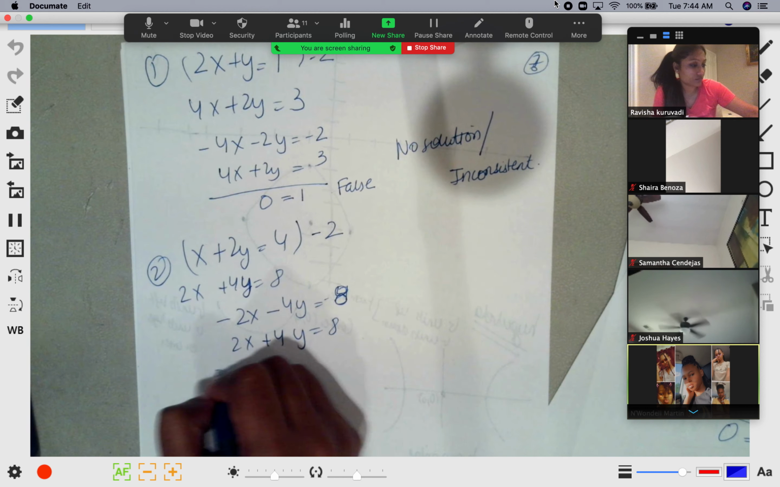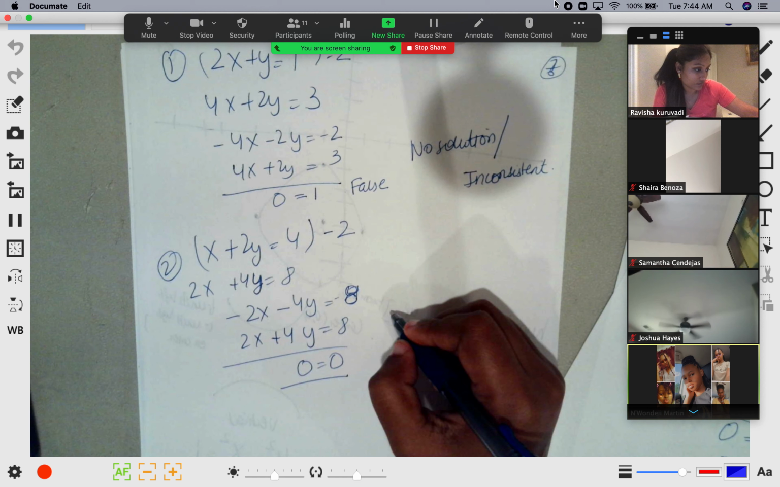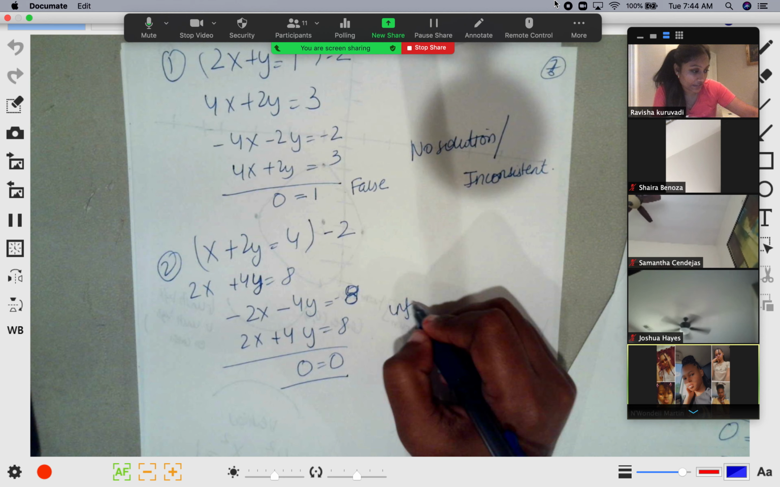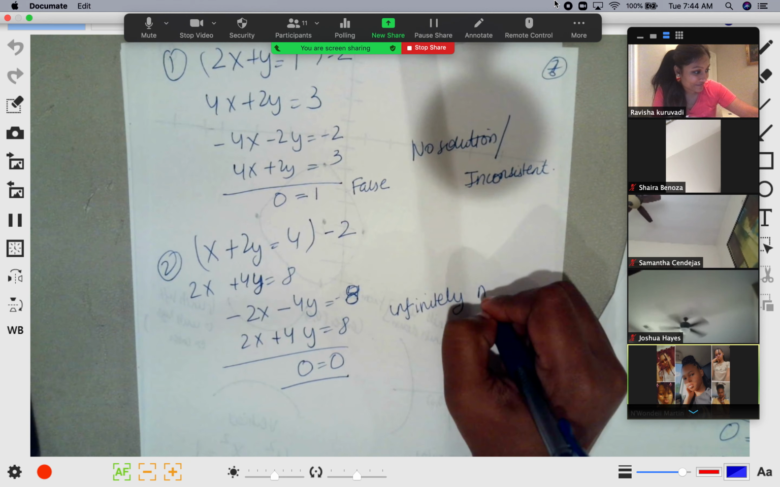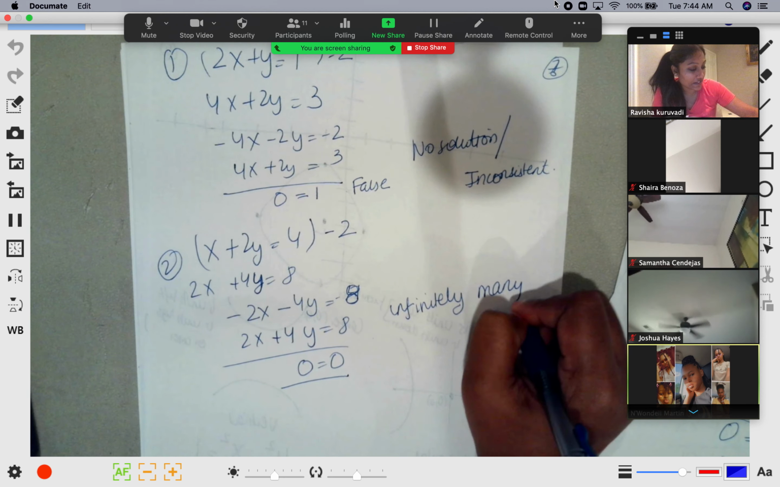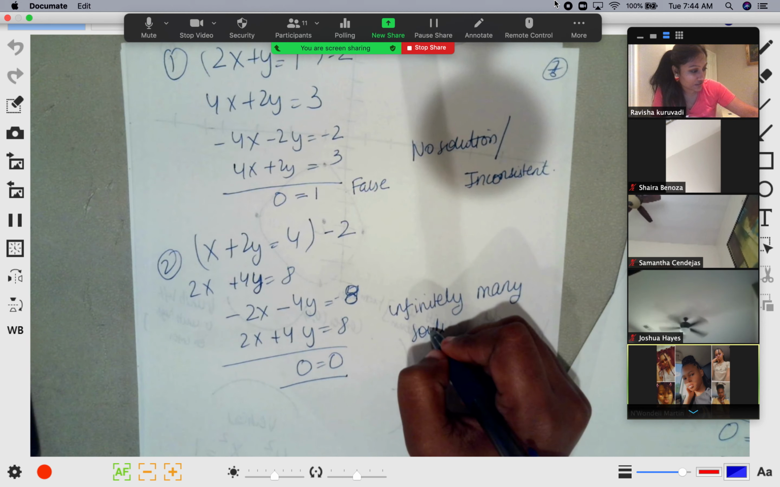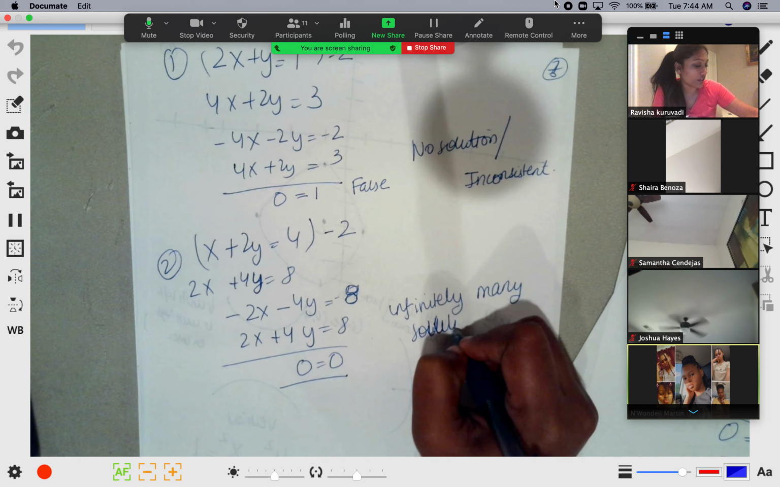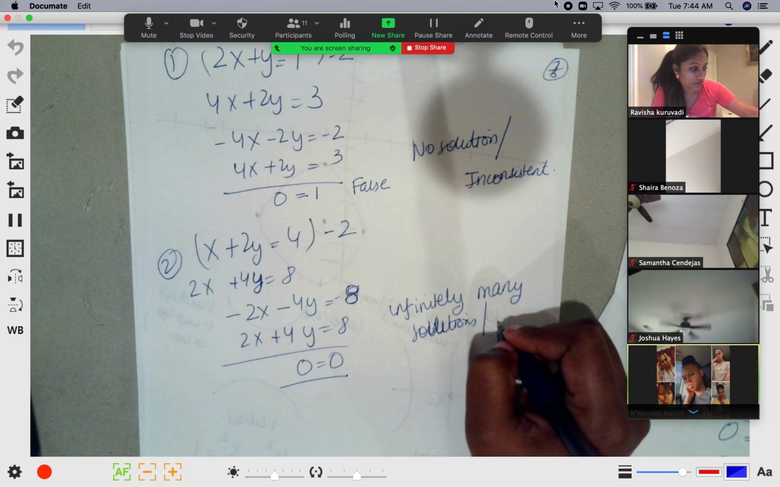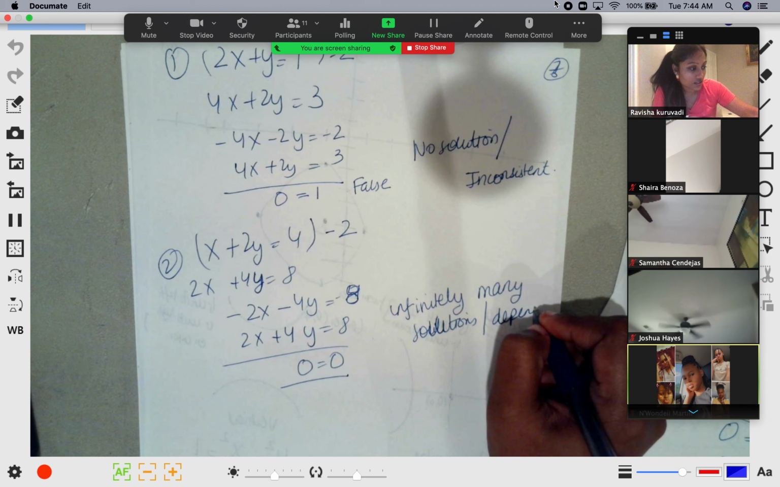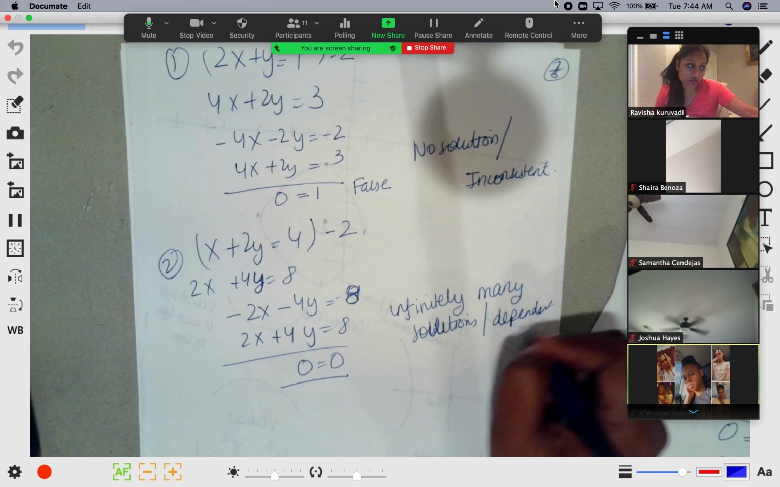And it'll be infinitely many solutions. Dependent equations. That's what it is. True, infinitely many solutions, or you call it dependent equations. Absolutely correct, on one line.